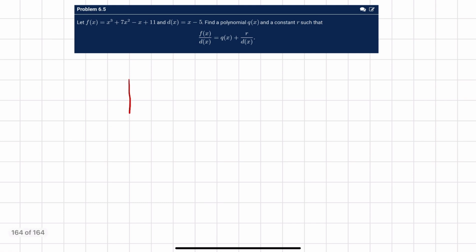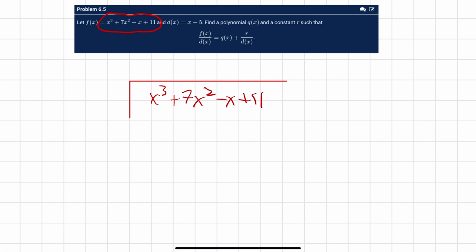The setup for polynomial long division is the same as regular long division. You have this sideways L-shaped shape, and we're going to have the dividend inside, x cubed plus 7x squared minus x plus 11, and we're going to have the divisor x minus 5 on the outside.